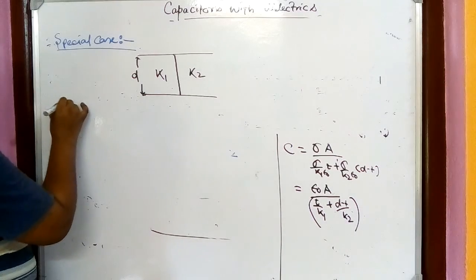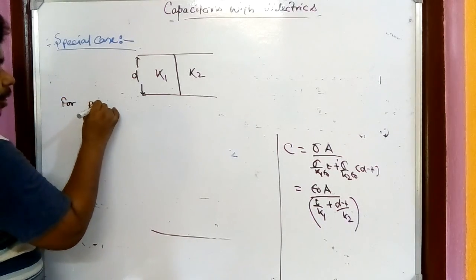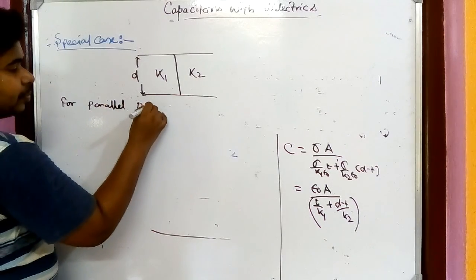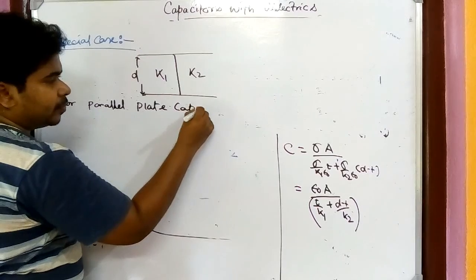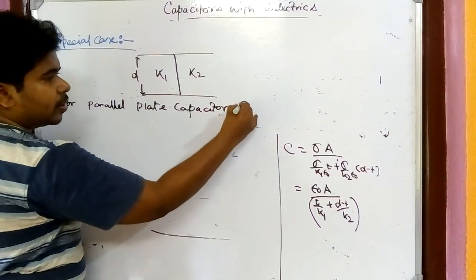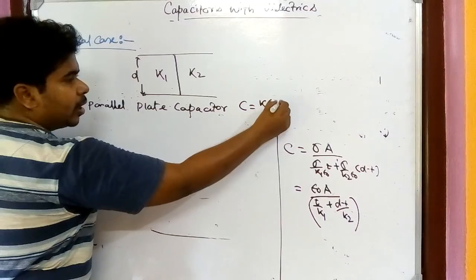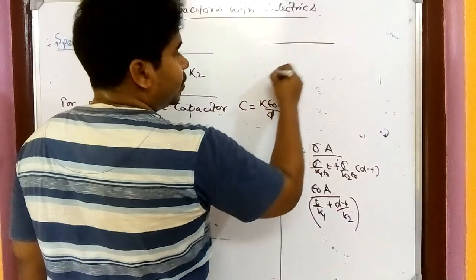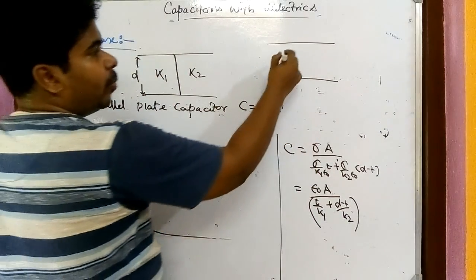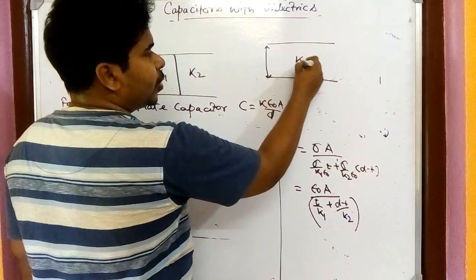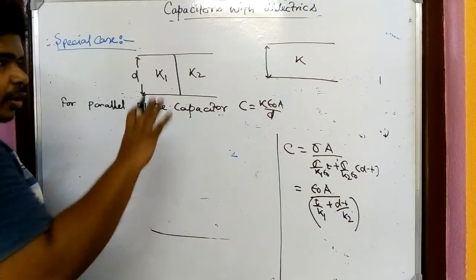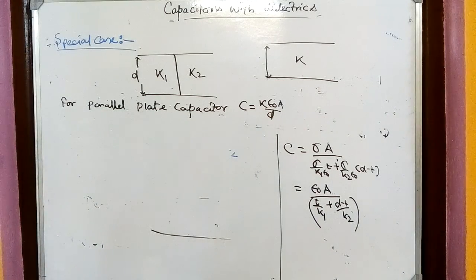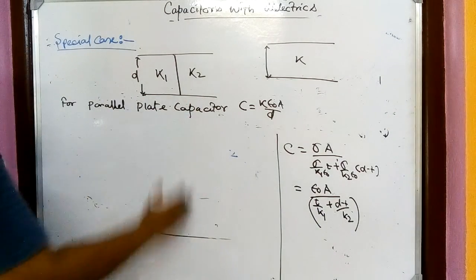We know for parallel plate capacitor, C equals K epsilon naught A by D. In the previous part we have seen that when a dielectric slab of full thickness D and constant K is introduced here, then it will come K epsilon naught A by D. Now we have to use this formula here.